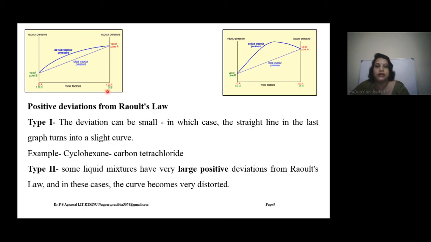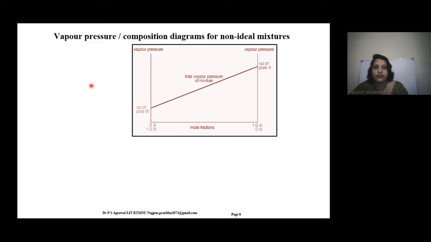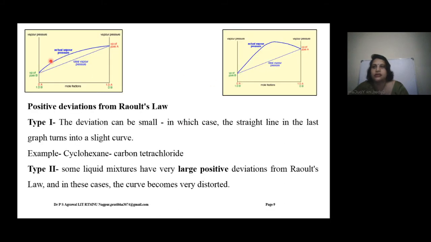We will see the positive deviation. In a mixture with positive deviation from Raoult's law, the vapor pressure is always higher than what you expect. Basically, there are three types of solution. The deviation can be small, in which the straight line in the graph turns into a slight curve. This was the straight line, but now as there is a deviation, it is turned into this curve. This is slight positive deviation.